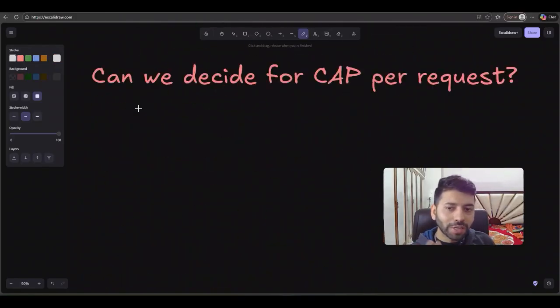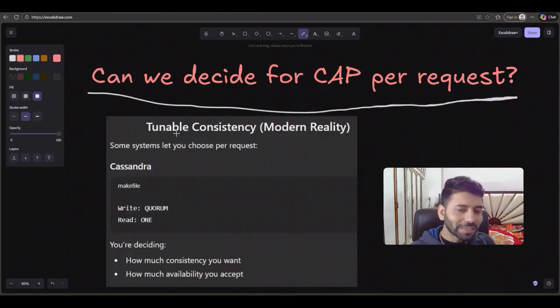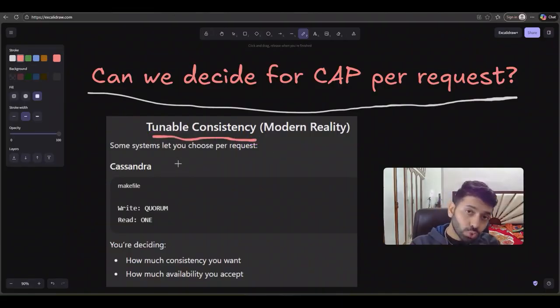Now another common question is: can we decide CP versus AP per request that we make? The answer to that is a modern concept called tunable consistency, which means some systems let you choose how much preference you want to give to consistency or availability per request as well.